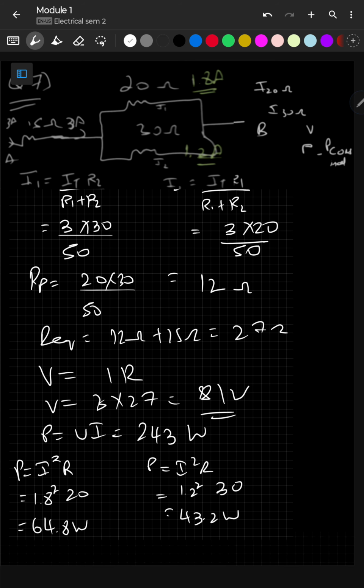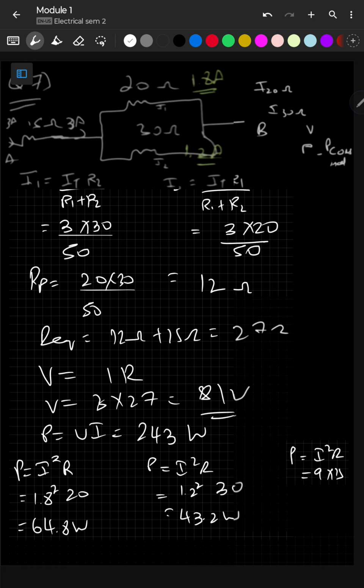If I do 64.8 plus 43.2, I should get, wait, it's a mistake. Oh no, one more also is there. 15 ohm also is there. Correct only. So power flowing through 15, I had forgotten. So I square R, that is going to be through 15, 3 is flowing. Yes, total current is only flowing. So 9 into 15. That is going to be 135 watt.